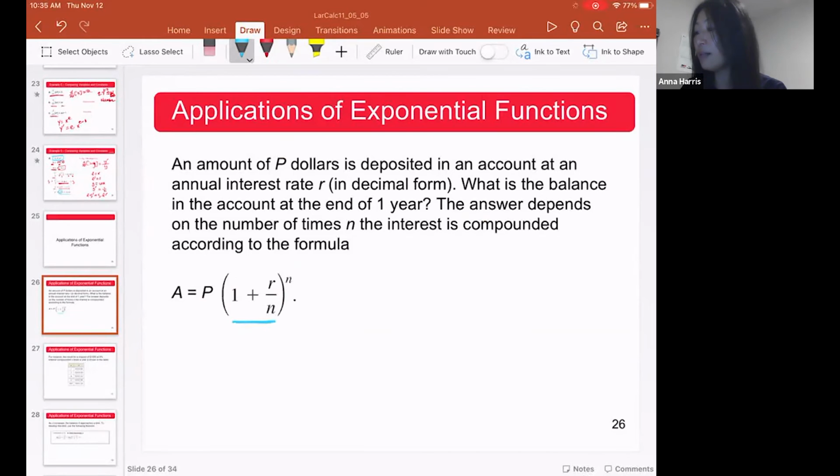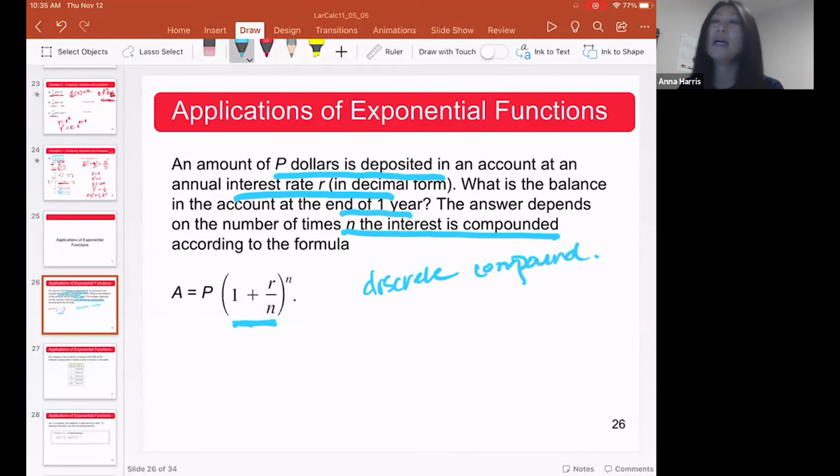So an amount of P dollars is deposited in an account at an annual interest rate R. What is the balance in the account at the end of 1 year? The answer depends on the number of times the interest is compounded, according to the formula. So this is what do you call it? Discrete compounding, which means you're not compounding continuously.